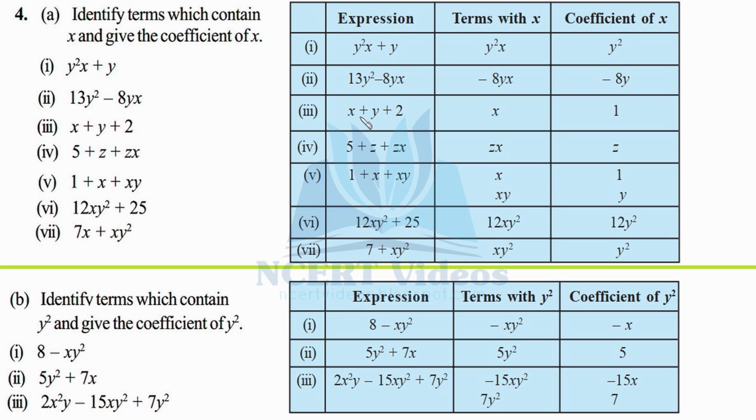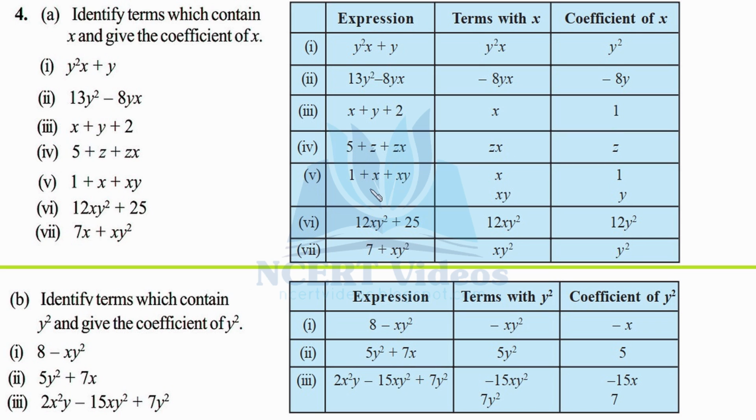Now third, x plus y plus 2. We only have to consider terms with x. Therefore it is the only term, writing x, and nothing is written with it. That means the coefficient of x is 1. Here, 5 plus zx. With x only, we have zx, writing it here. Everything apart from x is z, writing z as the coefficient of x.